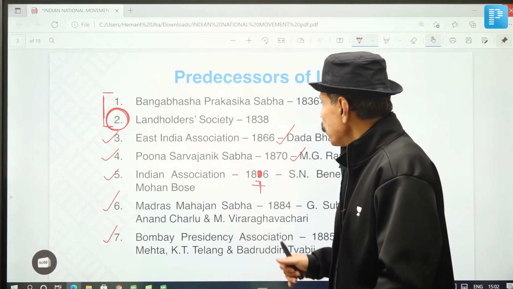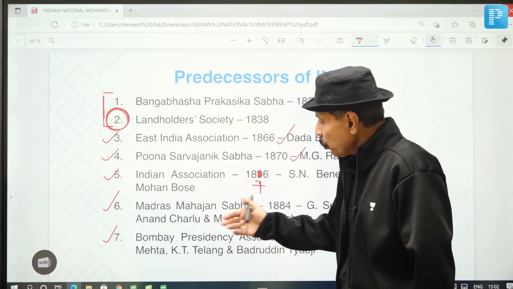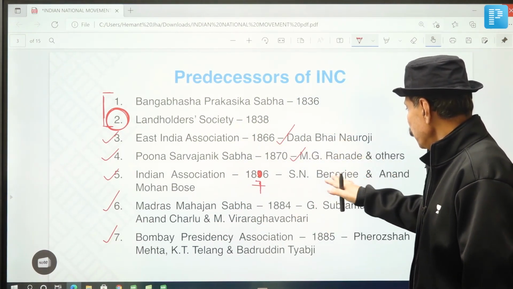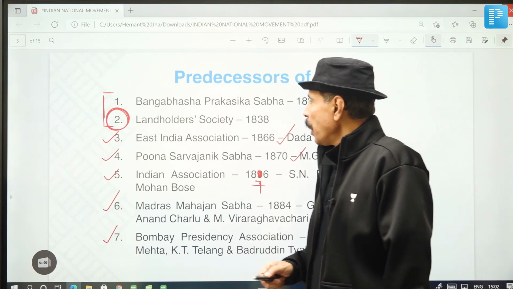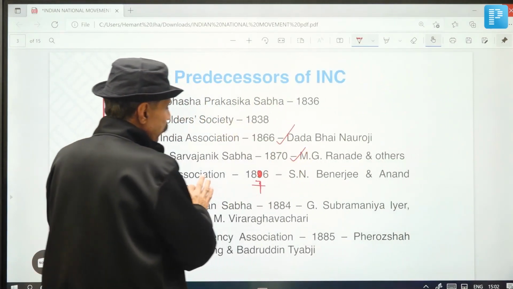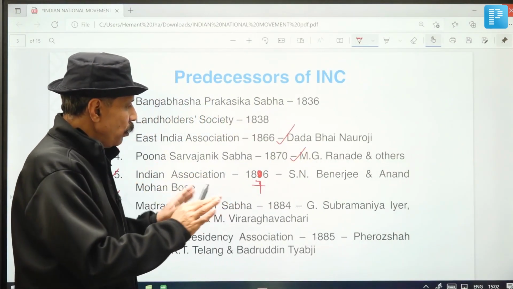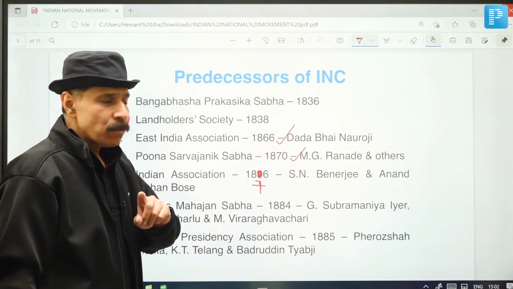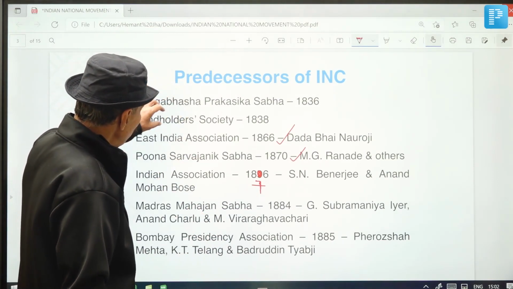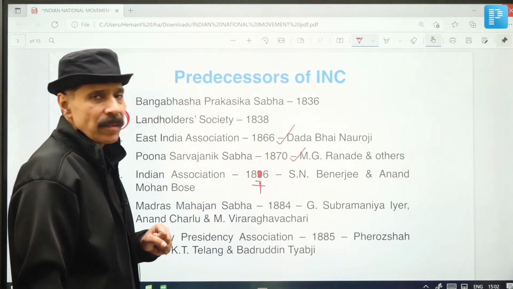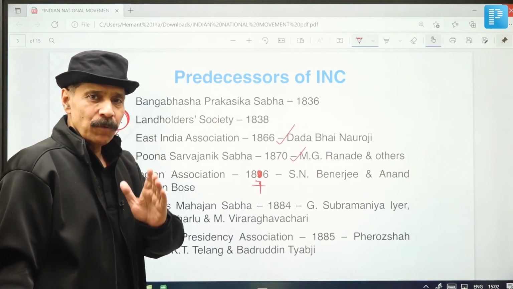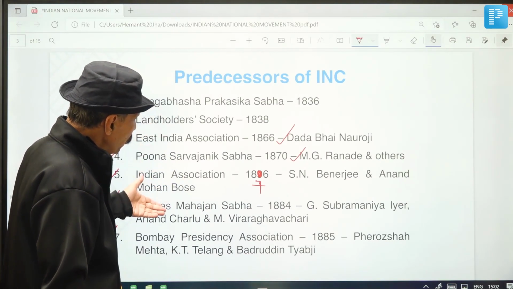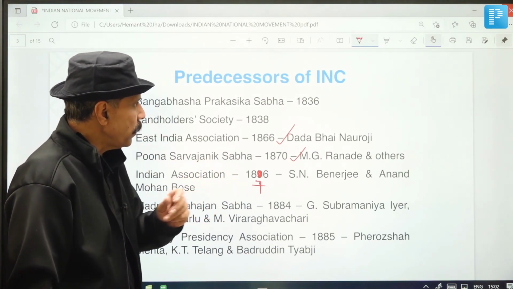And then you should know the names of these organizations and the associated leaders like Dadabhai Naoroji, M.G. Ranade, Surendranath Banerjee, etc. And these years are never important for any question. So you should focus on the first, particularly Landholders Society, and remember that it was in the 1830s. And then we should know these names and associated leaders. That's it.